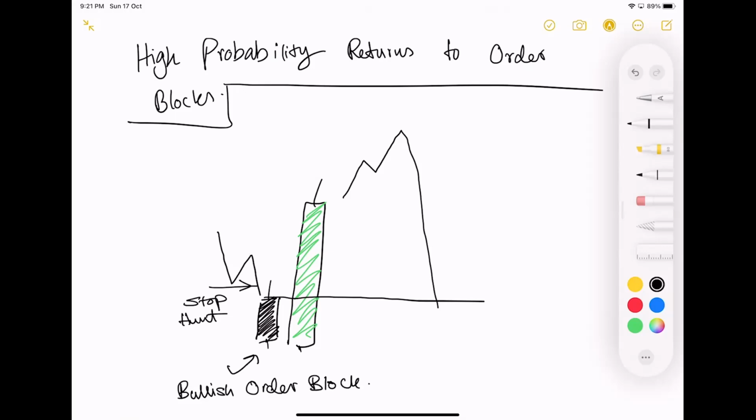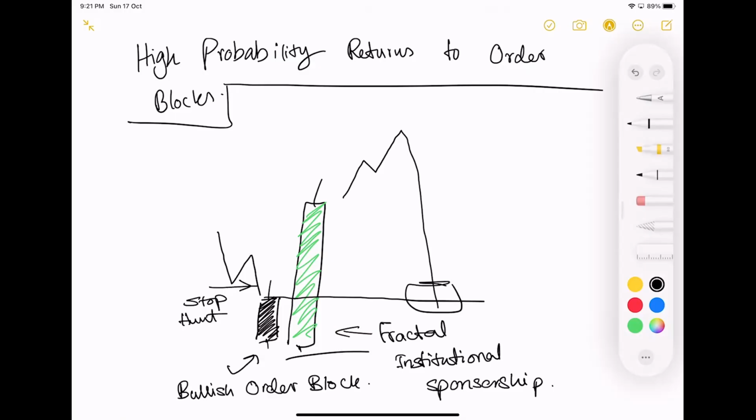And then this is your, I wouldn't say institutional, I'd say fractal institutional sponsorship. Price comes down into this portion. Your stops are going to be over here. If I were to use a color, it would be over here. That's your stop. Here is your entry, and your take profit projections I'll tell you guys after this. Okay, this is your high probability return to order blocks. Do you understand?